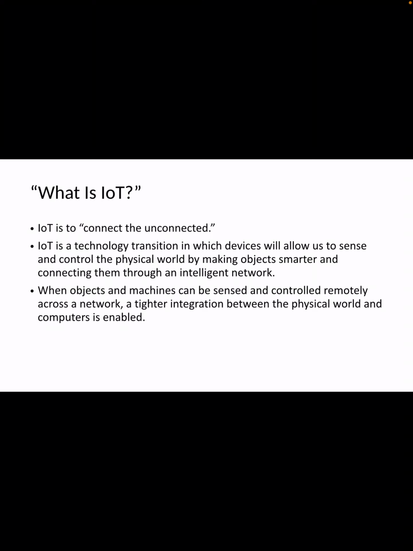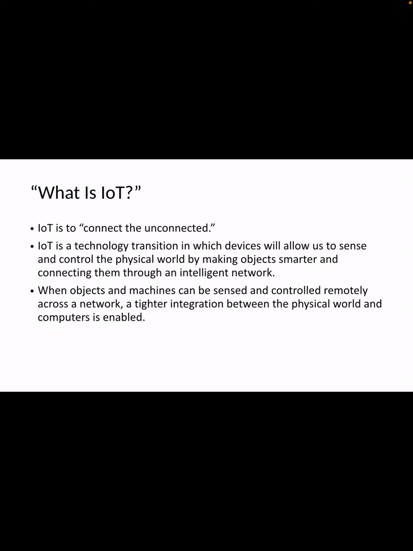it performs various tasks. So IoT is nothing but a technology transmission in which devices will allow us to sense and control the physical world by making objects smarter and connecting them to the intelligent network. And here, as I told already, when objects and machines can be sensed and controlled remotely across the network, a tighter integration between the physical world and computer is enabled. As I told in general, in the definition, we have a centralized system and other components are situated in far places, and then the connection is established between them and it performs the required task there.